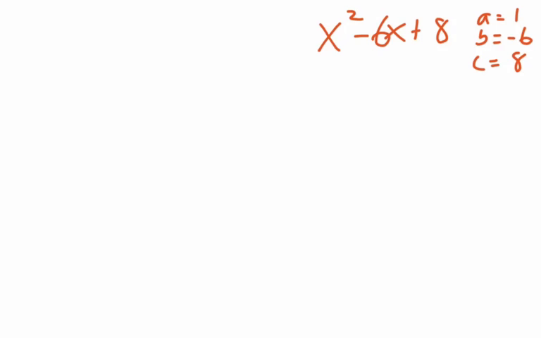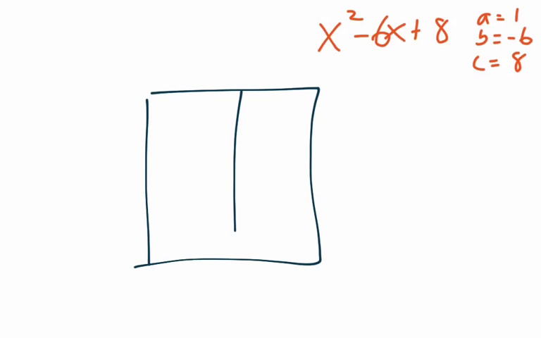So this is the example that we have. We have x squared minus 6x plus 8. And I do want to emphasize that a is 1, b is negative 6, and c is 8. Please do not put x's in there. Like a, b, and c are always only ever numbers. They are never, ever attached to an x in any way, shape, or form. So what we're going to do is set up the rectangle. Okay? And we know that it's going to look something like this.